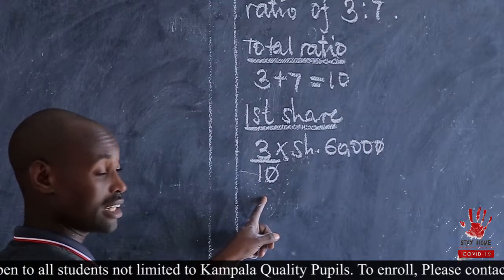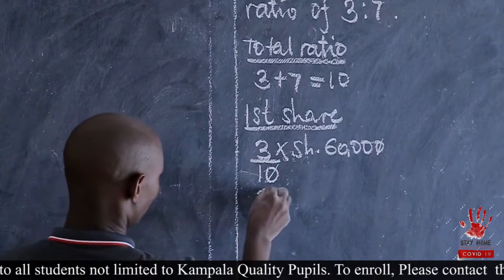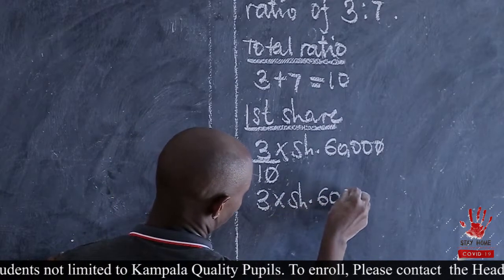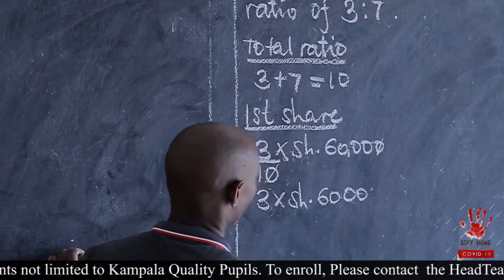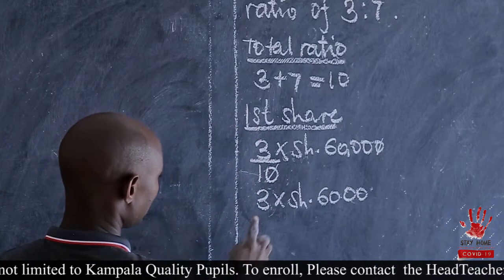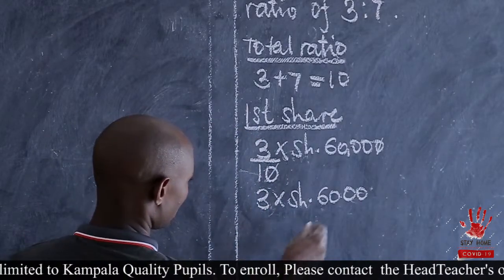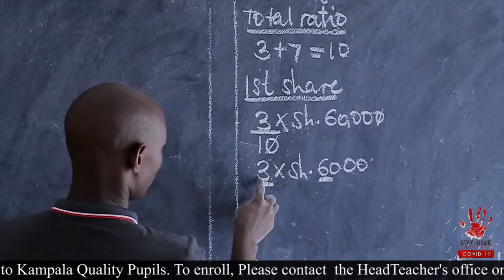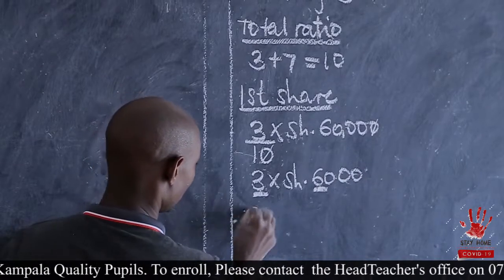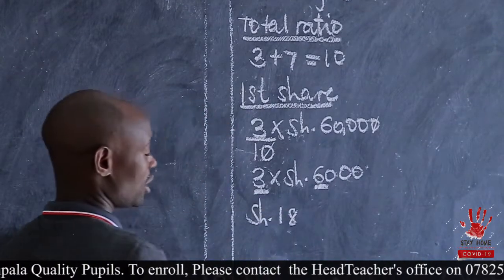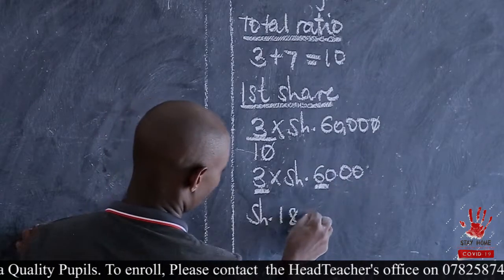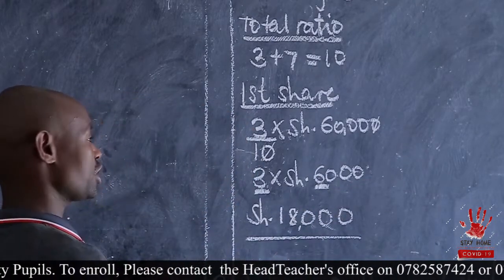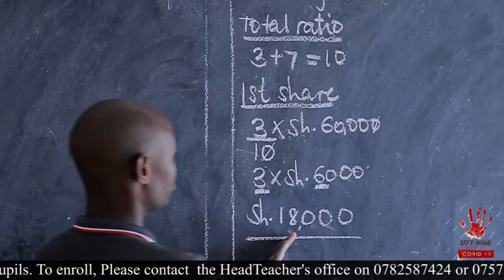And any number divided by 1 is that number. So we have 3 times 6,000. So we multiply 3 times 6,000. I told you, you first multiply these 2. 3 times 6, we are getting 18. Then we add on 1, 2, 3 zeros. So it means in the first share, we have 18,000.